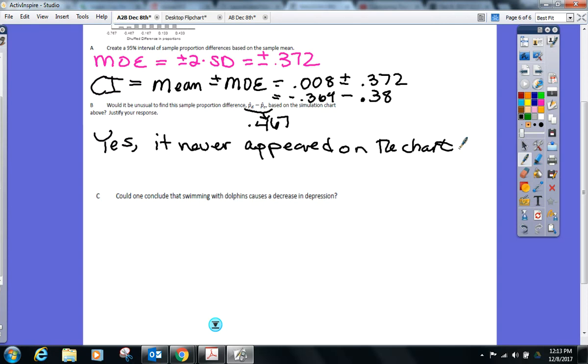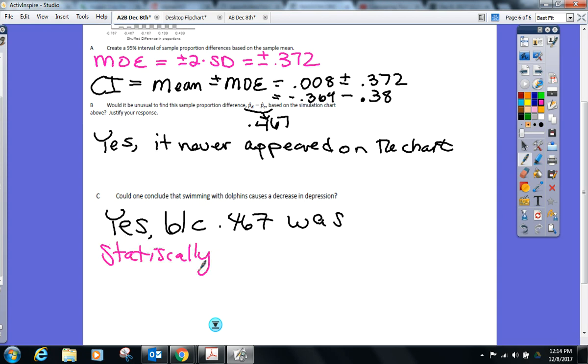Could one conclude that swimming with dolphins causes a decrease in depression then? What do we conclude? Yes, because we eliminated the random chance. And hold on. I'm going to give you a new term here, how we're going to start answering these appropriately. Yes, because what was our observed difference again? Because 0.467 was, okay, I'm going to use a new term here: statistically significant.